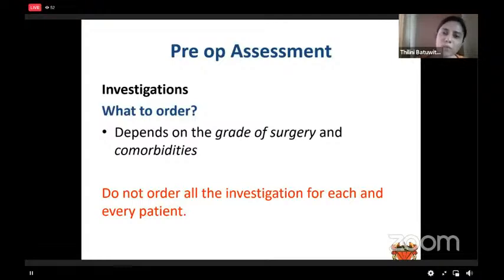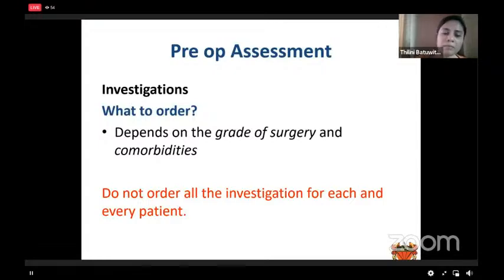What I want to highlight for you all here is that you should not order all the investigations for each and every patient, because we have seen most house officers at the press conference order all the possible investigations for the patients, which is not necessary, and it is a waste of time and the patient's blood as well. So investigations should be tailored depending on the two factors that I mentioned.